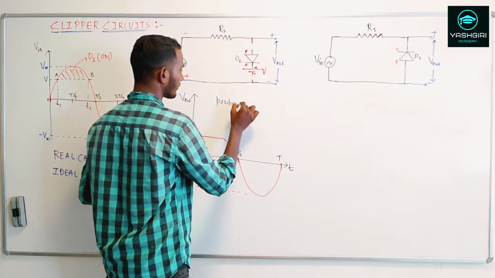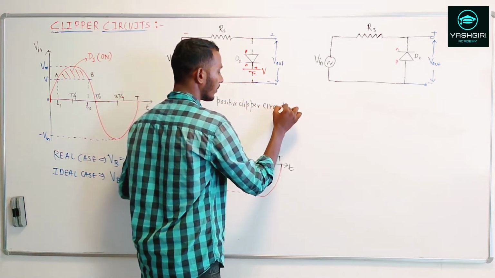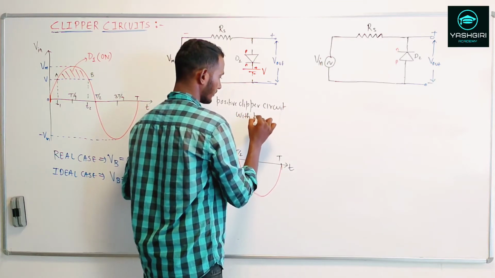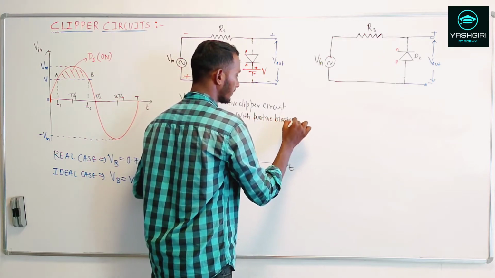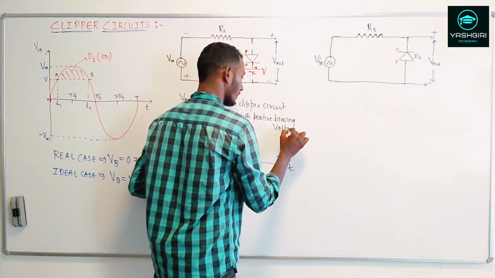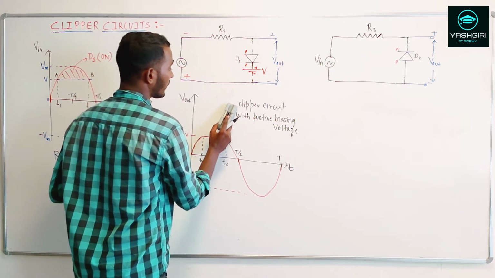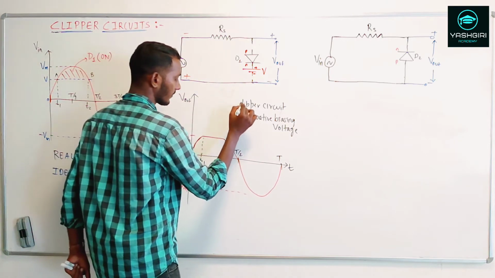Okay, and this circuit, we call it a positive clipper circuit with a positive biasing voltage. You can say these are your clipper circuits with a positive biasing voltage.